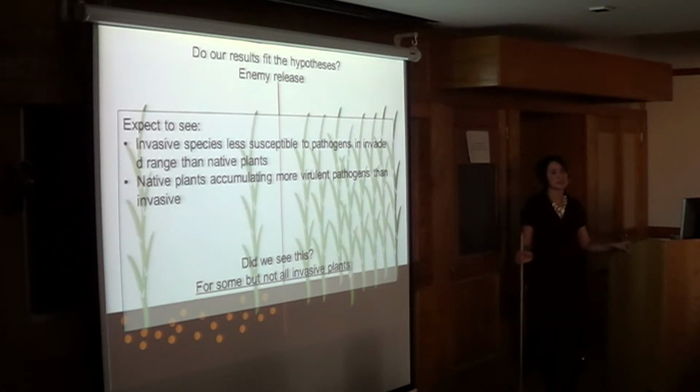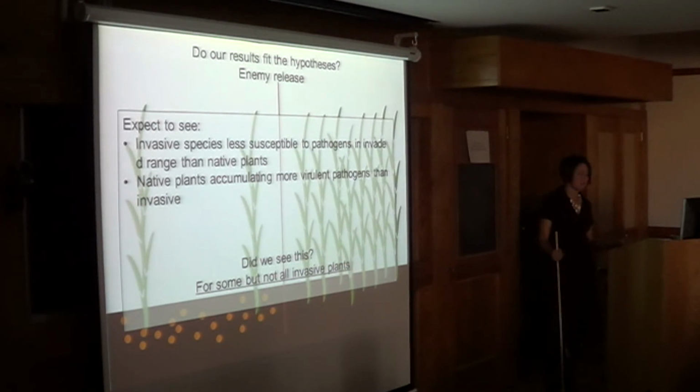So it's not a clear rule for these marsh wetlands that invasive plants are acting one way and native species are acting another way. So it does seem to be the case that Phalaris arundinacea is less susceptible to these pathogens, but for Phragmites and Lythrum salicaria, it doesn't seem to be.